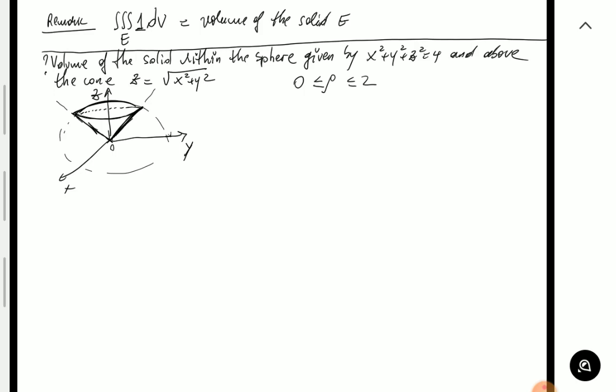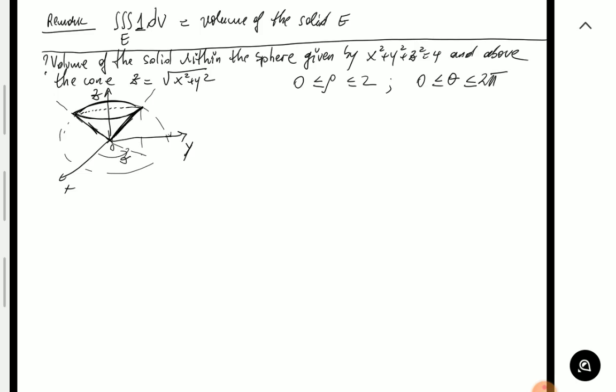Secondly, the range for theta is pretty straightforward, because you go all the way around the origin. Theta, which remember is the angle made by the projection with the positive semi-axis, is between 0 and 2 pi, which is the maximum range for theta. Now, what about phi? That's the one you have to be careful with.